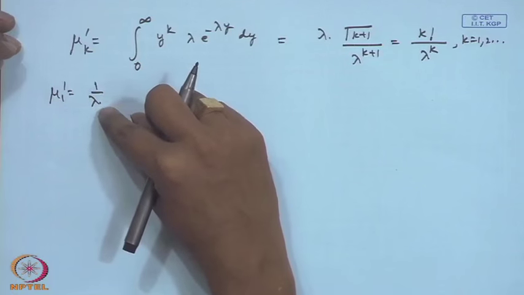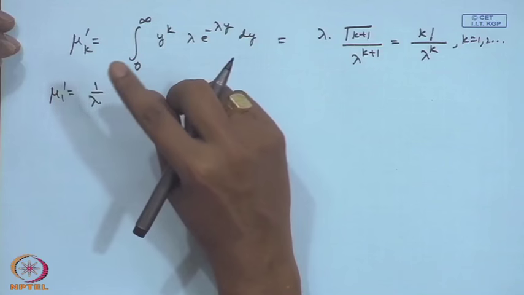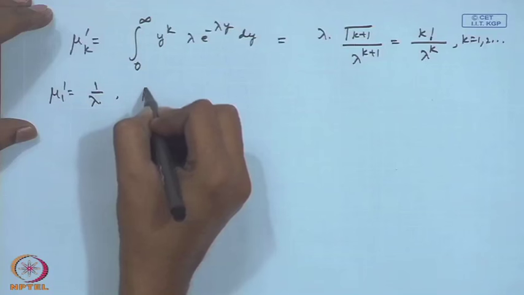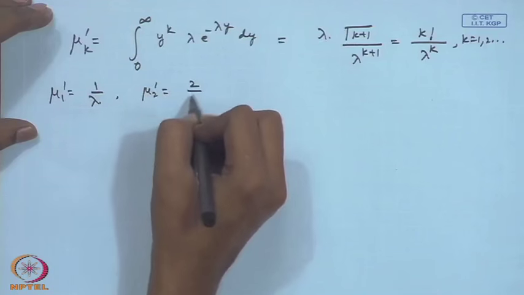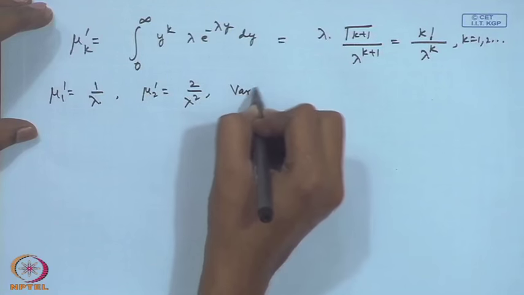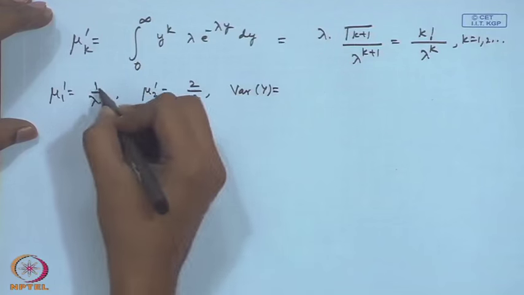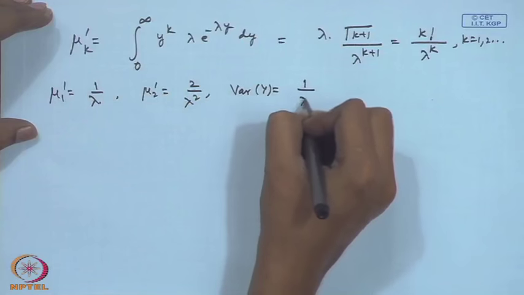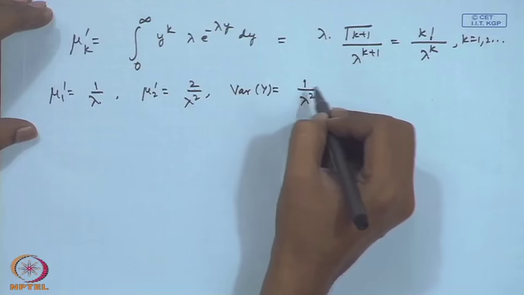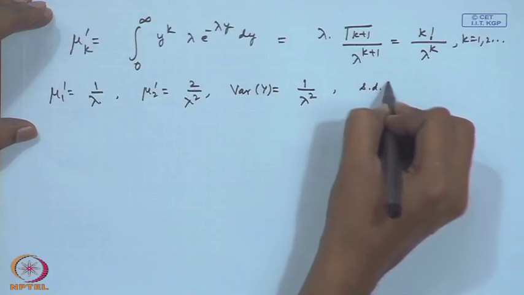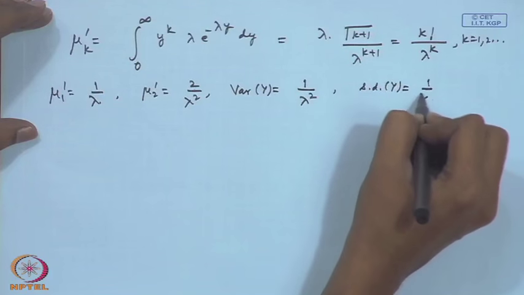Now, you can understand the significance of this. If the rate of occurrence in a Poisson process is lambda, then the average waiting time for the first occurrence will be 1 by lambda. We can look at mu 2 prime, that is equal to 2 by lambda square, and therefore, variance will be equal to 2 by lambda square minus 1 by lambda square, that is 1 by lambda square. So, if I consider the standard deviation here, that will become 1 by lambda.